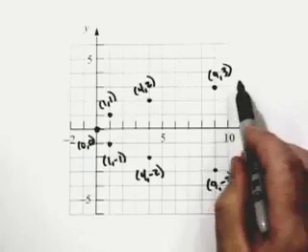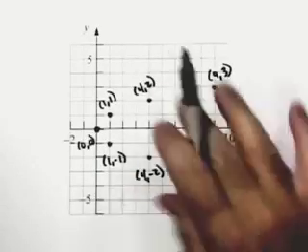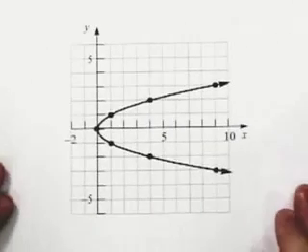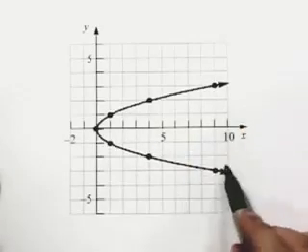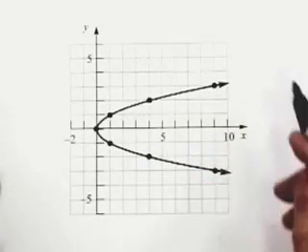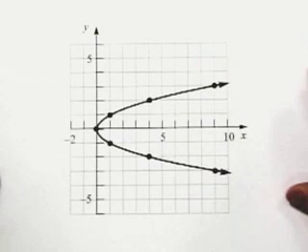The last step would be to connect these points with a smooth curve and draw some arrows at the ends to indicate that the graph continues on. If we do that, our final graph will look like this. We've plotted our 7 points, we've connected them with a smooth curve, and we've put arrows on the end to indicate the graph continues on in the positive x direction.